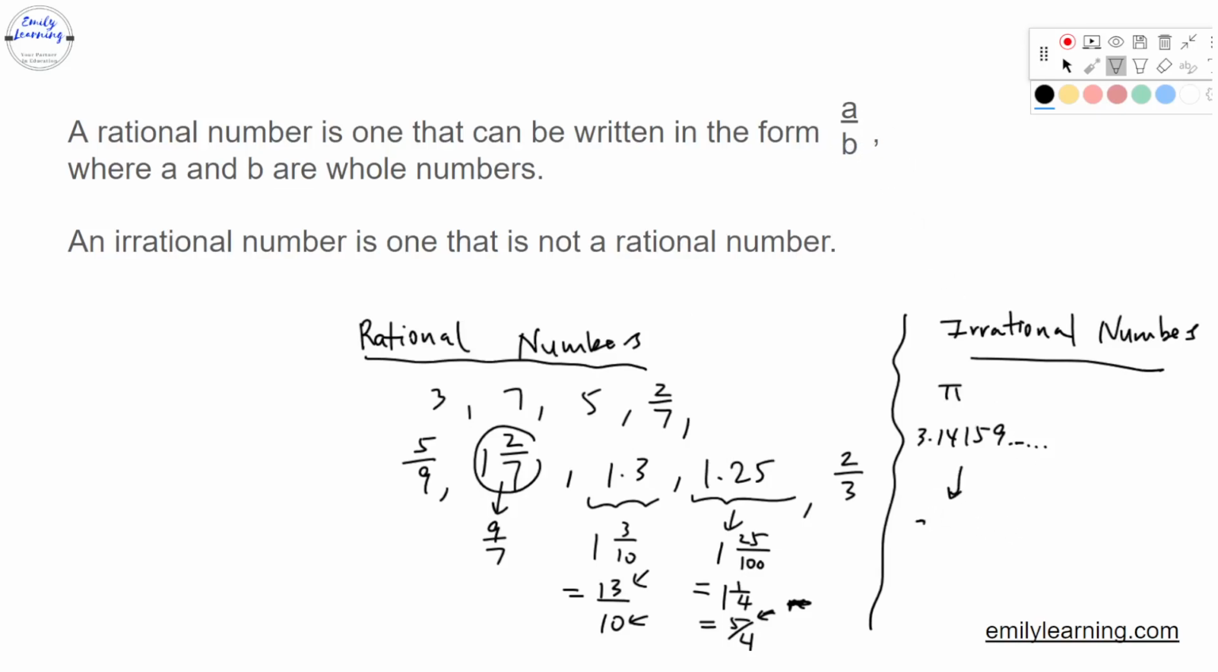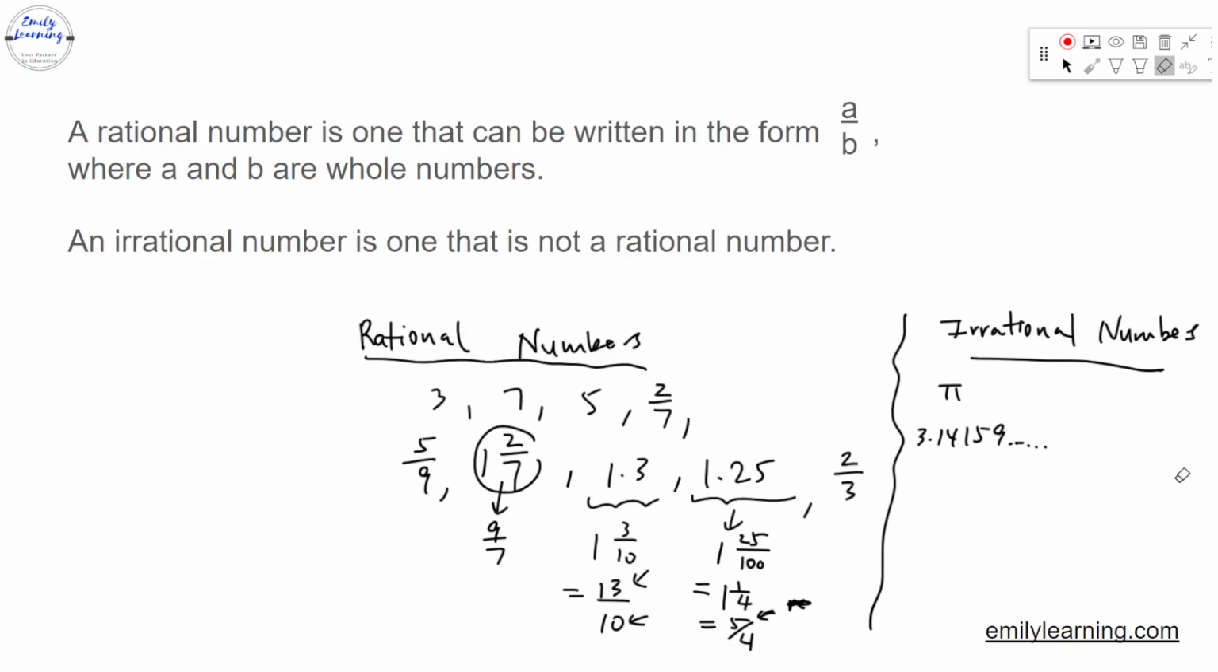You can say that, hey, but we have used 22 over 7 as pi in our PSLE or in primary school. But this is only an estimation of pi. It is not the true value of pi, which is this non-terminating decimal here, 3.14159 and so on. So therefore, pi is an irrational number.